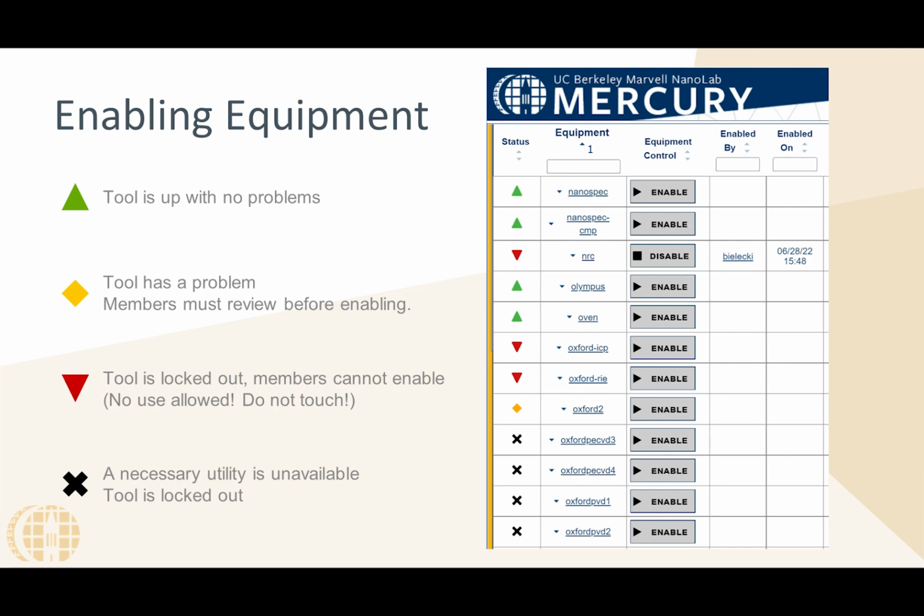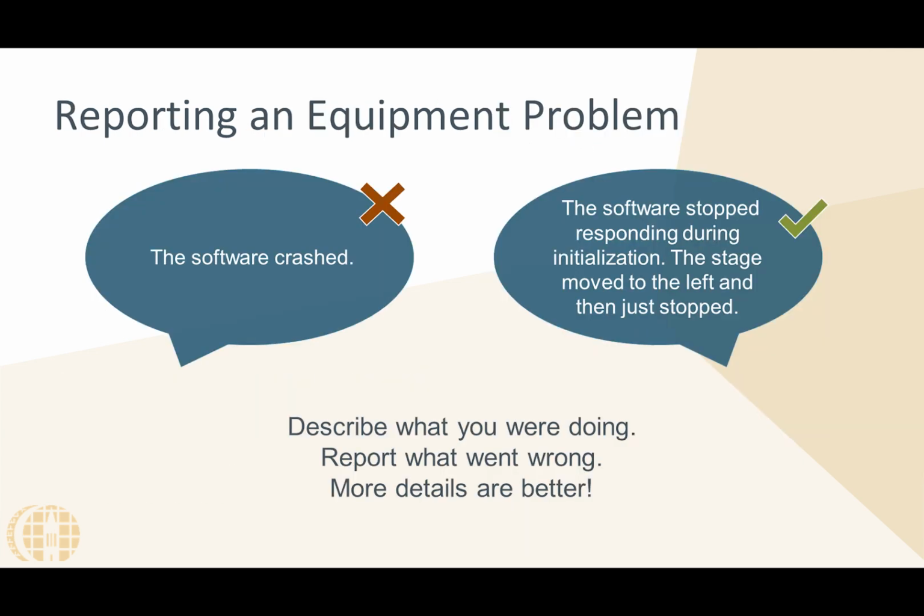If you notice a problem with a piece of equipment, location, or utility, you can report a problem in Mercury, even if you're not qualified on the tool. Staff relies on your problem reports to address equipment problems. The more detailed your report, the better we are able to address the issue.